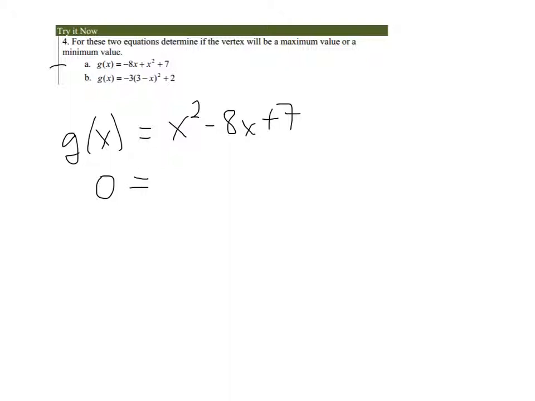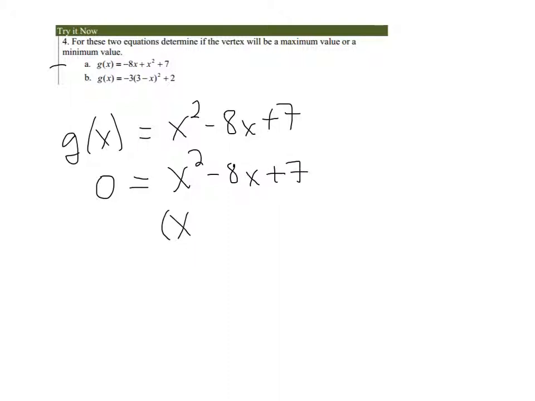Well, to write g of x in standard form, we have to rewrite that in descending order. So I'm going to write that as x squared minus 8x plus 7. Now, if we have to solve this equation, you want to know when it crosses the x-axis, so y equals 0. So whenever you're solving a quadratic equation, we went into this already in this course, you set it equal to 0, and then you try to factor it.